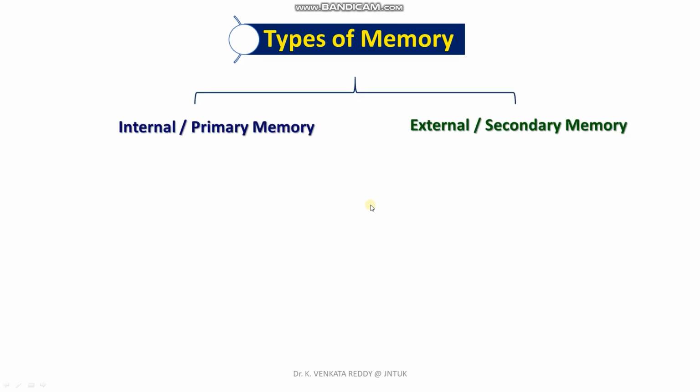We have different types of computer memories. Computer memories can be classified into two main types. One is internal memories or primary memories, which are inside the microprocessor or on the motherboard of the computer. The second classification is external memories or secondary memories. They are outside the motherboard of the computer.